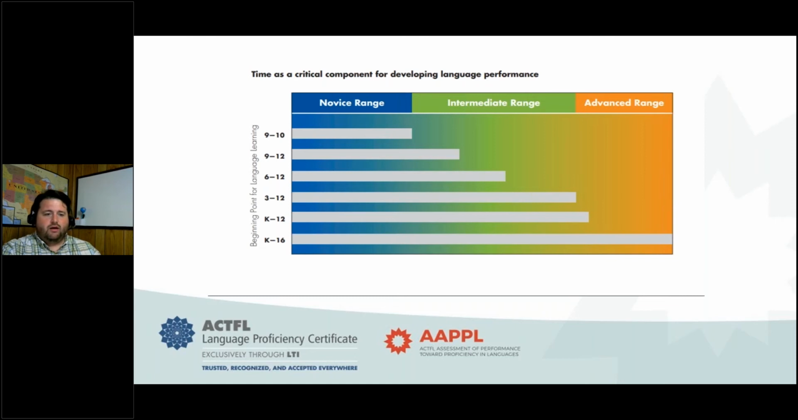I know in some states, they have a more robust FLES, foreign language in the elementary schools program, and a more robust middle school. Iowa doesn't. And that's why we picked intermediate mid, because intermediate mid is still stretching them. If you look at 9 through 12, that's not even intermediate mid.